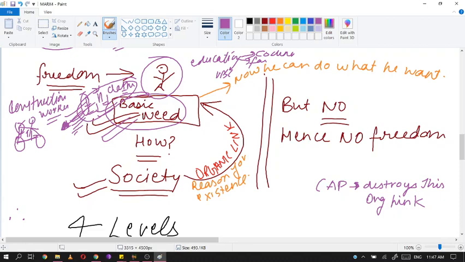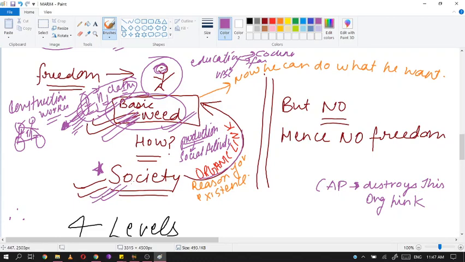And we see that Marx has said that society comes into existence for fulfilling your basic need. Your basic need cannot be fulfilled just by you, as your need will require production and you cannot produce by yourself. It is a social activity. So because of the requirement of your basic needs, society is coming into existence. No other reason.